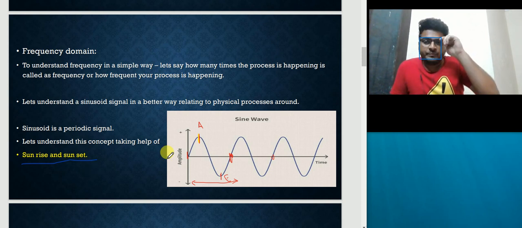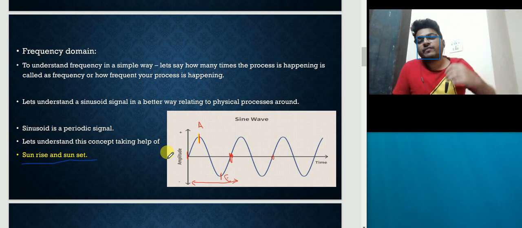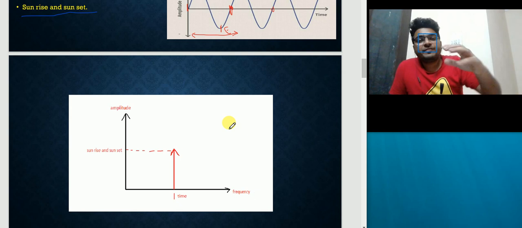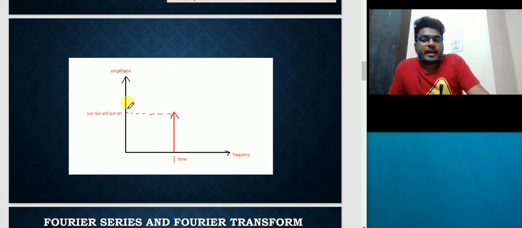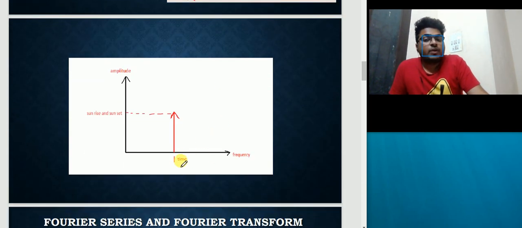Now to understand frequency, in the last video I said that frequency is how many times your process is happening. So how many times is this process, sunrise and sunset, happening? It's one time per day. So the frequency of the process of sunrise and sunset is 1 actually. Now to represent this in the frequency domain, we take a frequency axis, and let's take this as amplitude. Now this amplitude I'm taking to be sunrise and sunset. How can I graphically represent this? The frequency of this process of sunrise and sunset is 1. So the process happens one time, so I wrote one, and the magnitude is sunrise and sunset. That is the frequency.